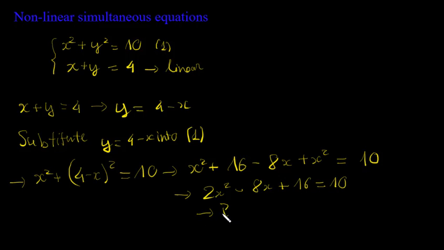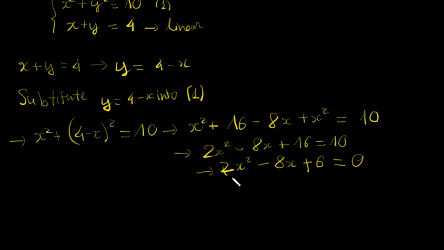Then 2x squared minus 8x, we move this one to the side, plus 6, since 16 minus 10 is plus 6, equal to 0. We see the common factor here, so we take it out: x squared minus 4x plus 3 equals 0. We don't care about this part anymore. How can we solve the equation?